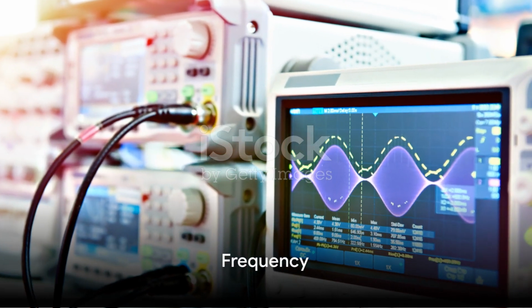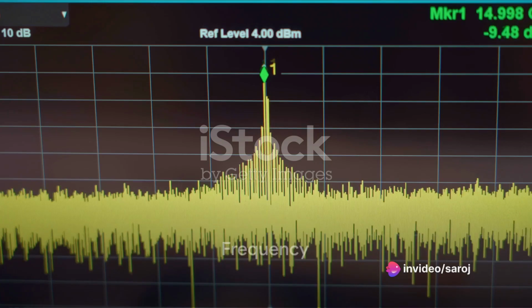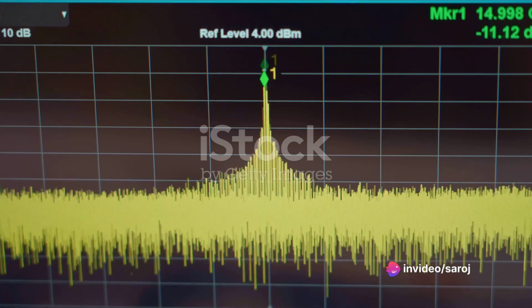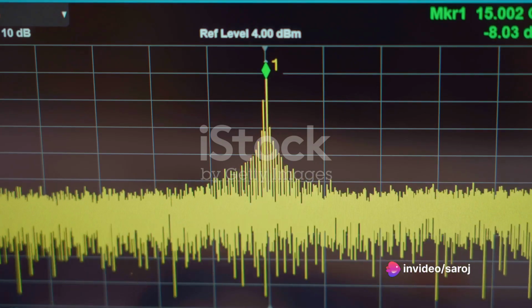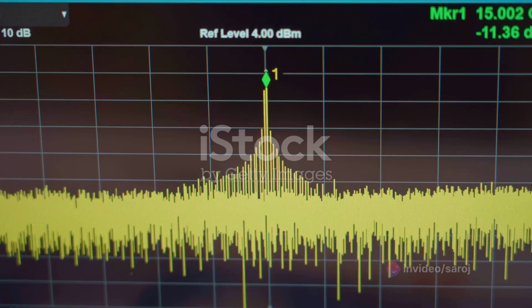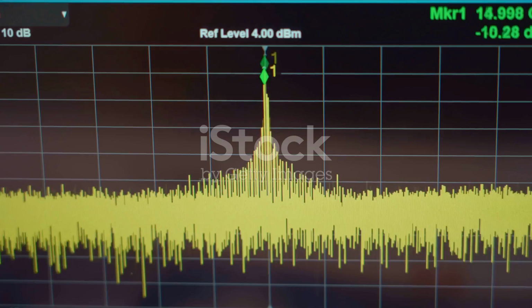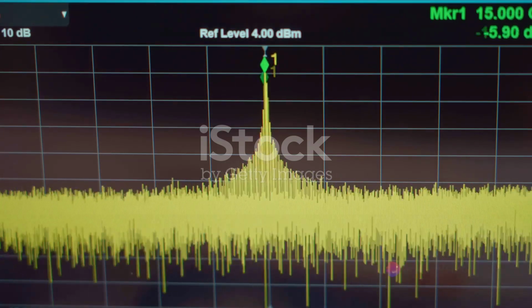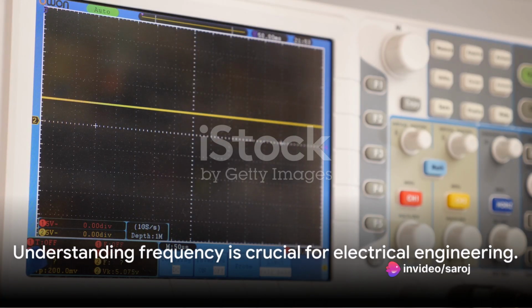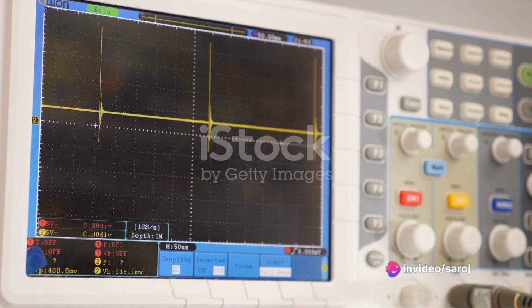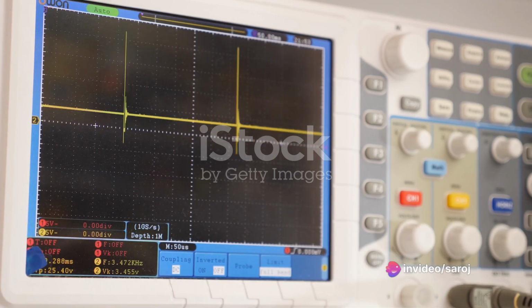Moving on, let's talk about frequency. Frequency is a term that you may have heard in various contexts, but in the realm of electrical engineering, it has a specific meaning. It refers to the number of cycles per second in an alternating current or AC signal. This concept is crucial in understanding the behavior and characteristics of AC circuits, which are ubiquitous in our daily lives.